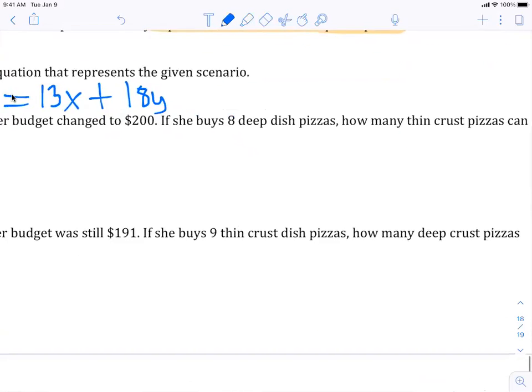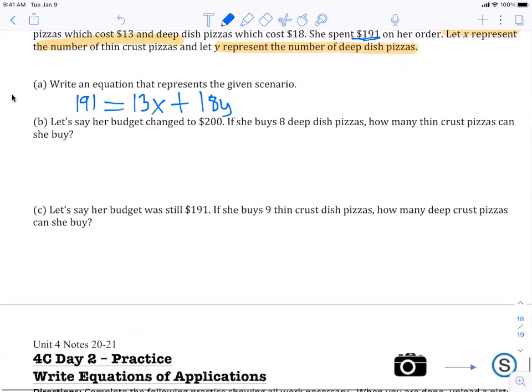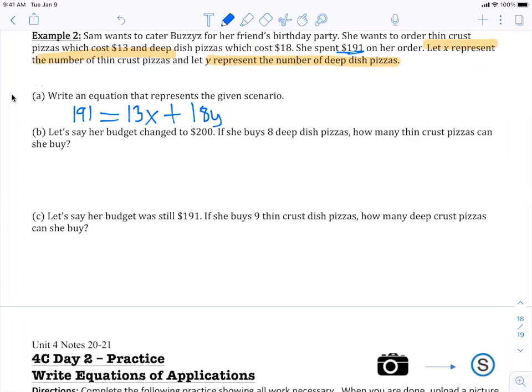In this case, our equation looks a little bit different, but I'm not actually asking you to graph it. You don't have to convert it into slope-intercept form. We're just going to use it as is right now. Part B says, let's say her budget changed to $200. So instead of 191, it's going to change to 200. And it says, if she buys eight deep dish pizzas, how many thin crust pizzas can she buy?